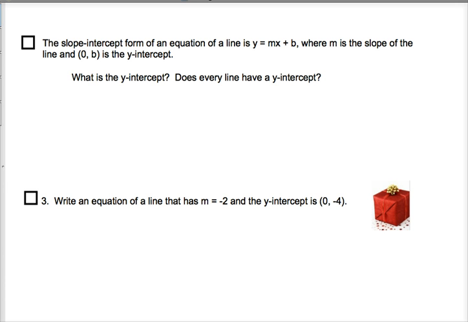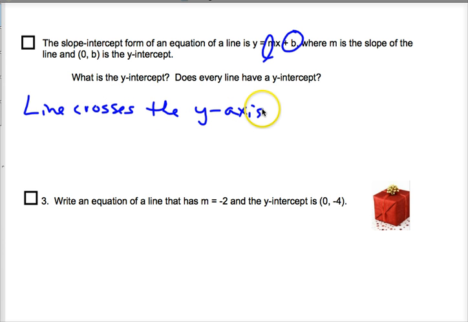Okay, the slope-intercept formula equation of line is y equals mx plus b, where m is the slope of the line and 0, b is the y-intercept. So we got our slope is m, and this last number is your y-intercept, which that'll make sense here in a second. What is the y-intercept? Does every line have a y-intercept? So the y-intercept is, again, where your line crosses the y-axis.